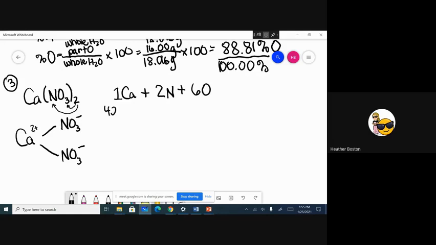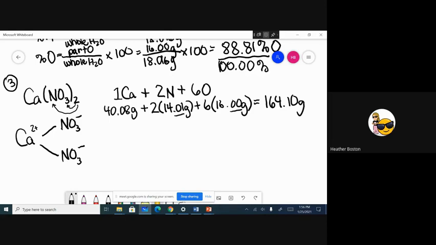I look on the periodic table of the elements and find the individual masses of calcium and nitrogen and oxygen. Remember, because of sig figs, 16.00 is not the same as 16, so we do not drop those zeros. They are significant and they matter. Your calculator is going to tell you 164.10 grams. All of these have 2 past the decimal, so our answer will have 2 past the decimal.